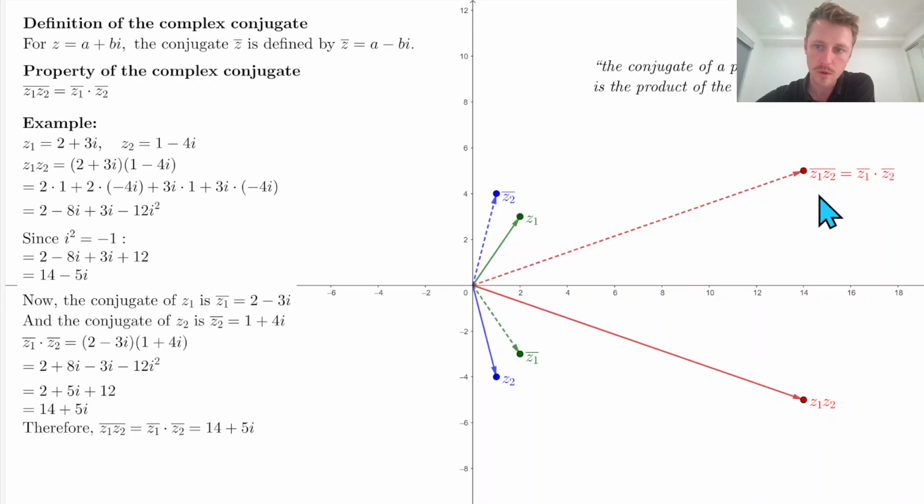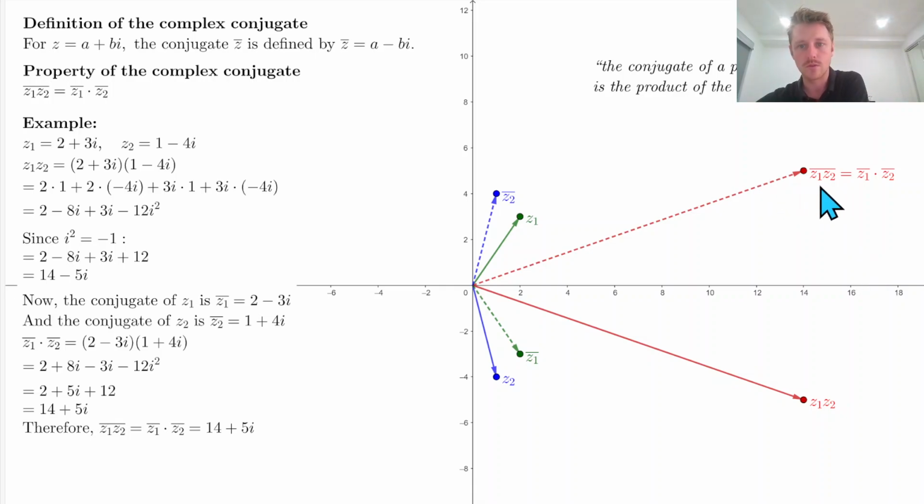So when we multiply the conjugate of Z1 by the conjugate of Z2, we can see that it's equal to 14 plus 5i, but I think you would agree these two red arrows, the solid red arrow and the dashed red arrow, are conjugates of one another. So what we can say is if we were to take the conjugate of Z1 multiplied by Z2, conjugate this whole thing, it will get you up here.